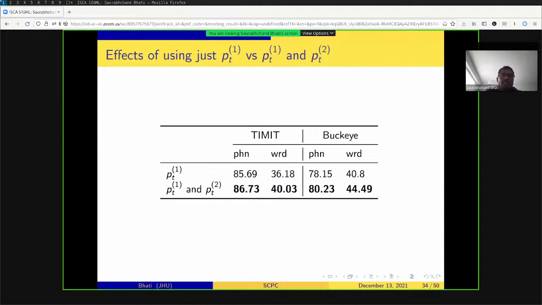And this is an analysis on 2, which shows how using PT1 and PT2 is better than just PT2. So essentially what we did is we trained 3 systems which use just PT1 to find the boundaries instead of using both. And we saw that PT1 is significantly worse than if you use both PT1 and PT2 for combining the evidence for boundary detection.